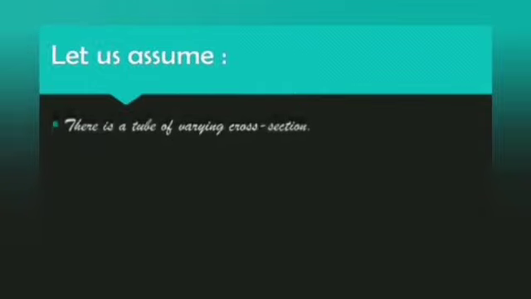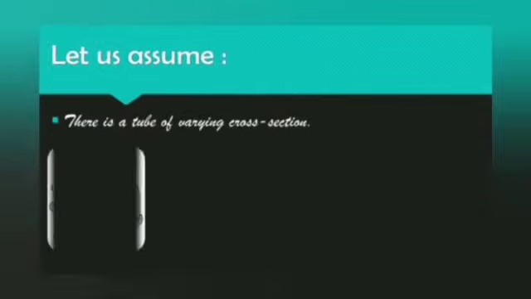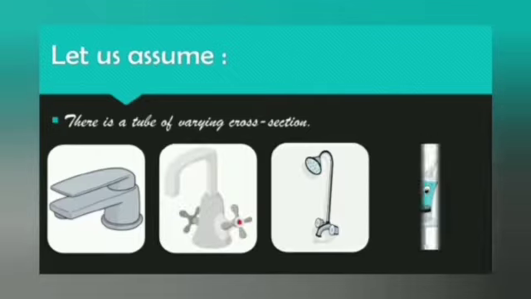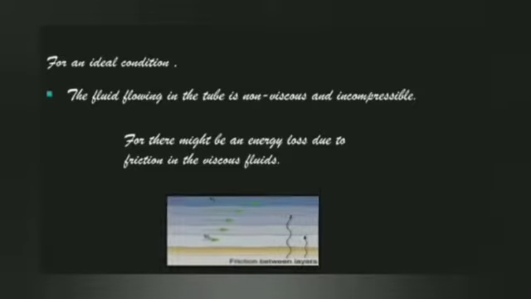Let us assume a pipe or tube of varying cross-section. Now let us look at some examples of different cross-sections. For an ideal condition, we assume that the fluid flowing through the tube is non-viscous and incompressible, undergoing a steady flow. For there might be an energy loss due to friction if the fluid was viscous in nature.